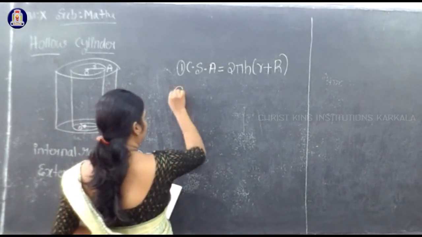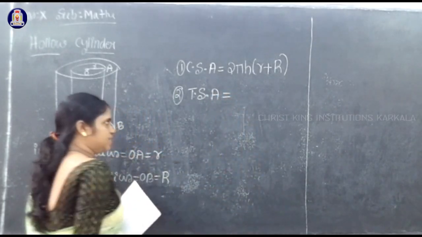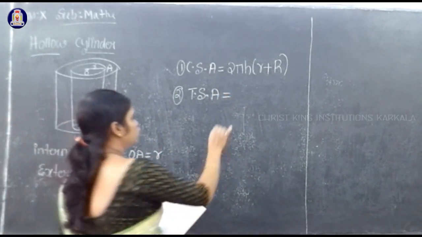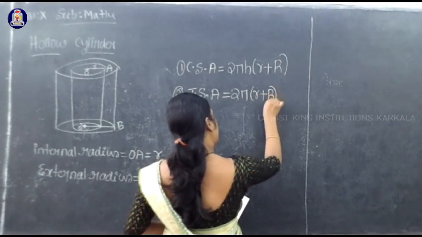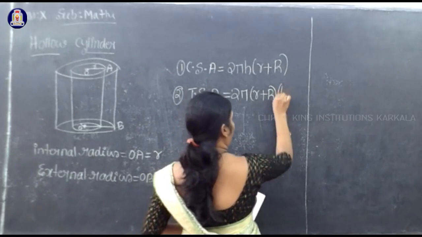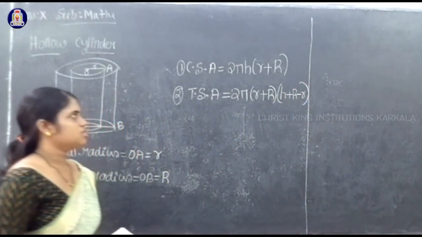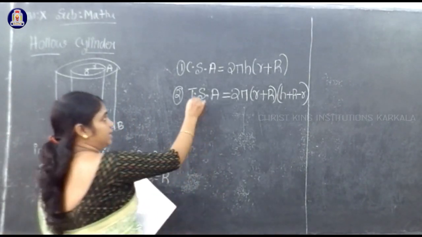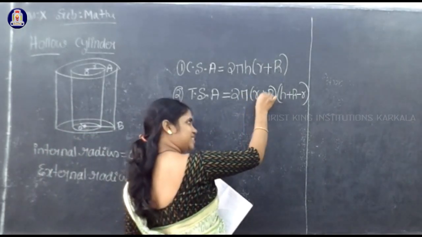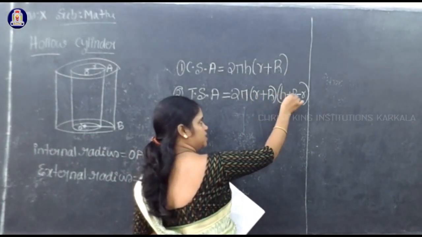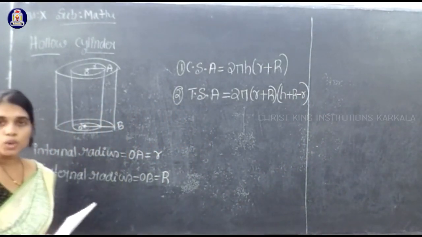Next, TSA. What is the formula for TSA? Its TSA is given by 2 pi into (R plus r) into (h plus R minus r). So this is the formula to calculate TSA. What is the TSA formula? 2 pi into (R plus r) into (h plus R minus r). This is the formula for TSA of the hollow cylinder.